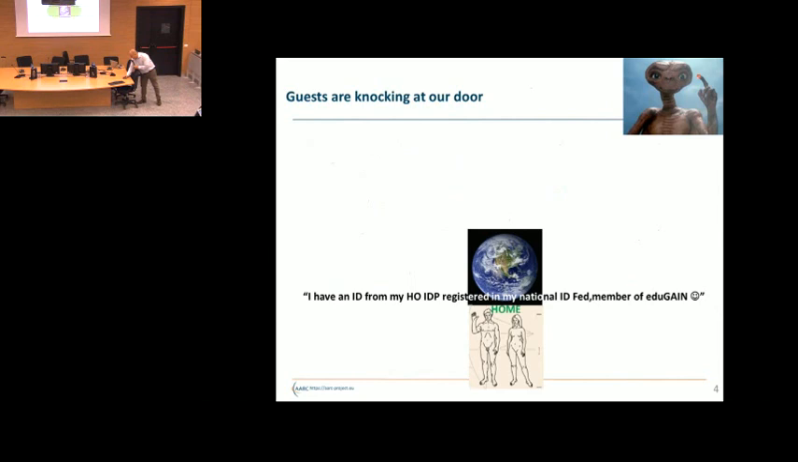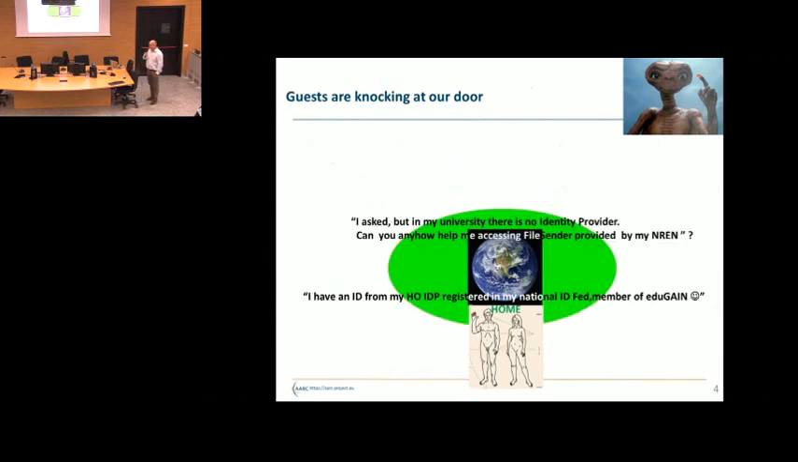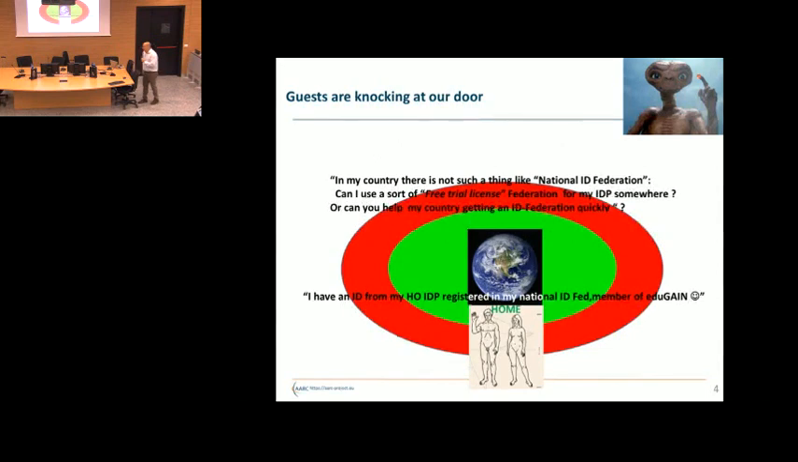But guests are knocking at our door. Someone comes to us saying, well, in my university there's no identity provider. Can you anyhow help me access this FileSender, which is provided by NREN, as it is asking me for federated credentials? Then we have other guests. Well, in my country, there's no such thing as a national identity federation. Can I use a sort of free identity federation, a trial license for my IDP to plug it somewhere? Or can you help my country get an ID federation quickly?